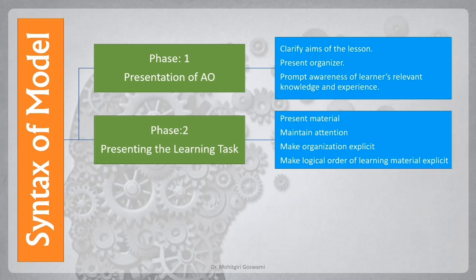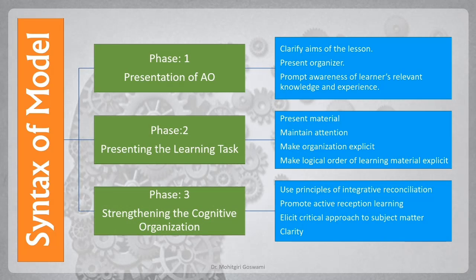Then phase 2 is presenting the learning task. After presentation of the advanced organizer, the teacher will try to connect the learning task to the advanced organizer content. Here, the teacher will present the material. He will try to maintain the attention of the students. He will then make the organization explicit and make the logical order of the learning material explicit.